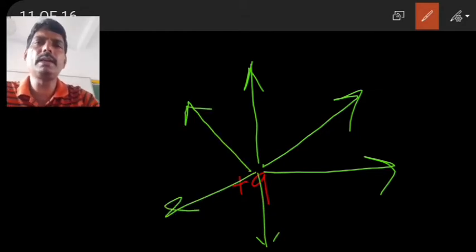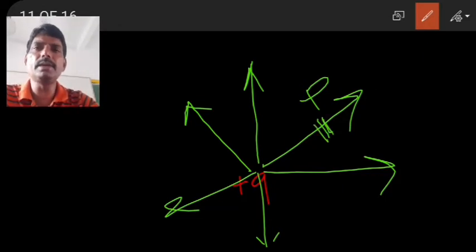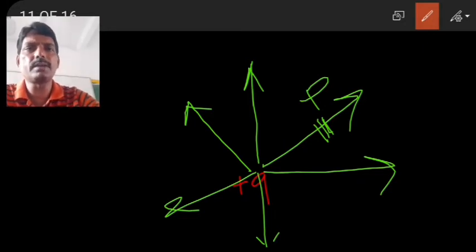Now you have calculated the electric field due to this charge at any point. Suppose I take point P here, then the electric field is inversely proportional to R square. Now if you calculate the potential at point P, then V is inversely proportional to R, that is V is equal to 1 upon 4 pi epsilon naught Q upon R. Suppose R is this distance.